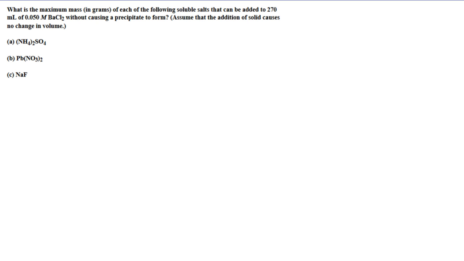So the question is, what is the mass in grams of each of the following soluble salts that can be added to 270 milliliters of 0.050 molar barium chloride without causing a precipitate to form, assuming that there's no change in volume? So there are 3 different soluble salts here that we're going to add to it, and I'll work out all 3 because each of them have something a little bit different about how they're going to work out.